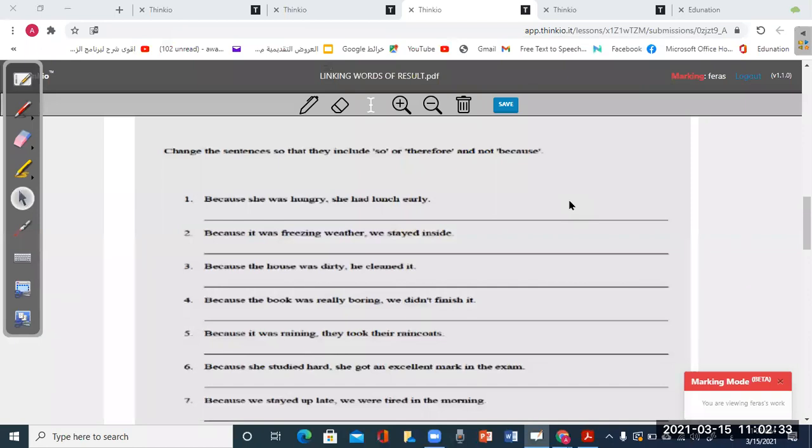Talia. Talia, number 6 now. Come on. Because she studied hard, she got an excellent mark in the exam. Yes. She studied hard, comma, so she got an excellent mark in the exam.